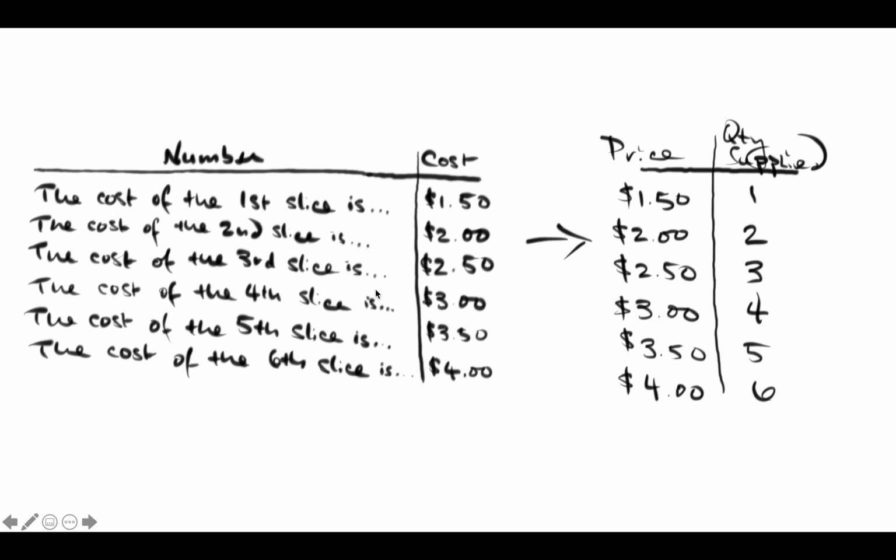So the cost of producing the first slice of pizza is $1.50. But if I want to produce a second slice, that second slice will cost $2. The third slice would cost $2.50.